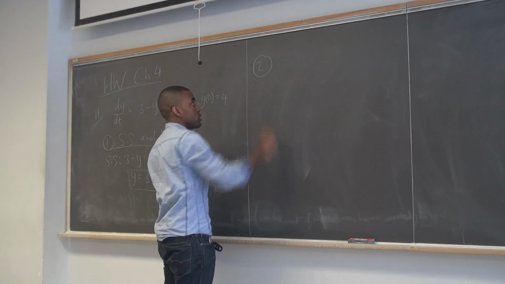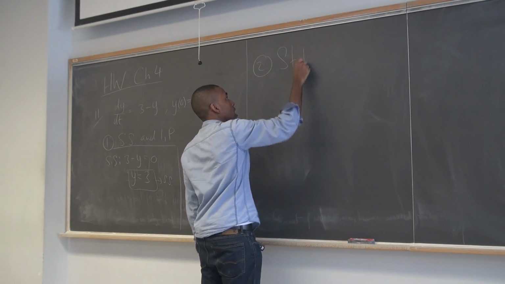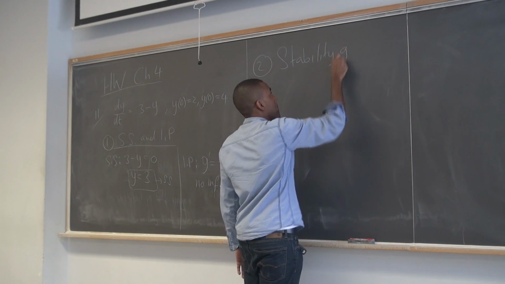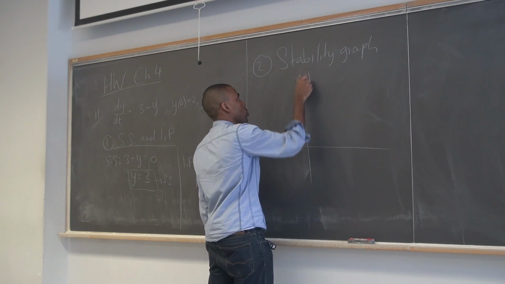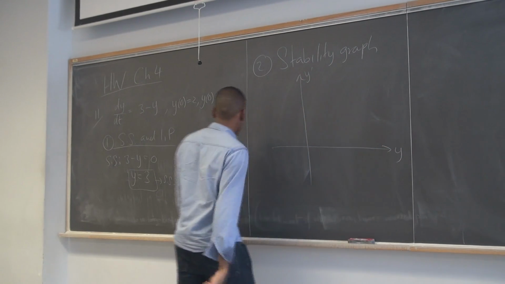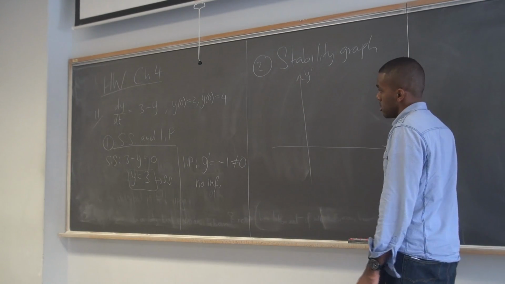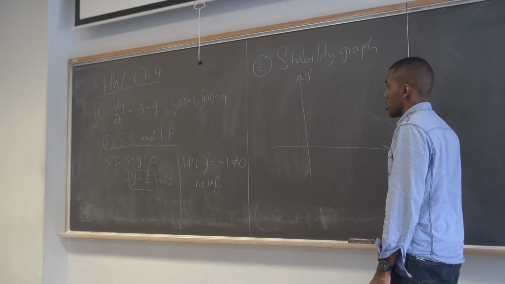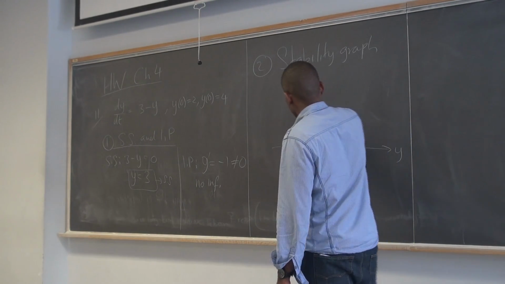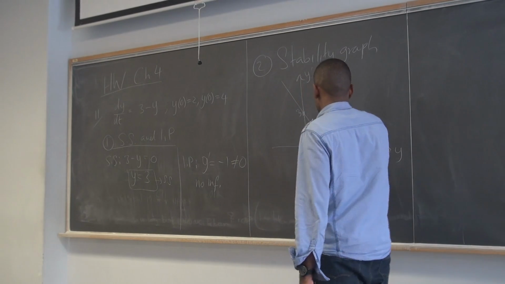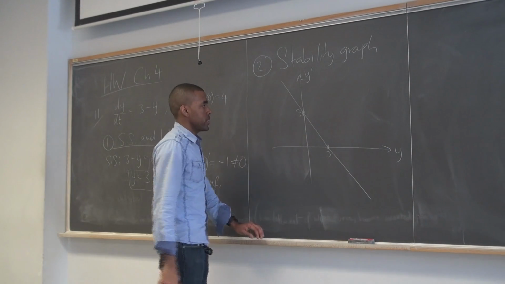The next thing we do is step 2, which is graph the stability graph in particular, in which you graph y prime versus y. What does the graph look like here? 3 minus y. It's linear. How's the slope? Negative slope. The vertical intercept is at 3. The horizontal intercept will also be at 3, which is the steady state.